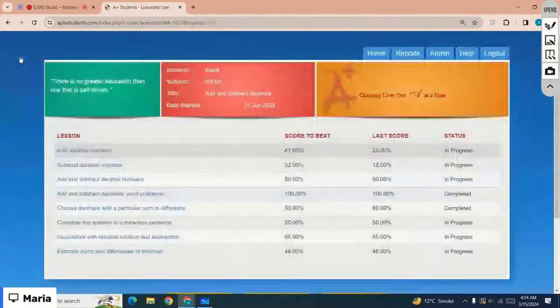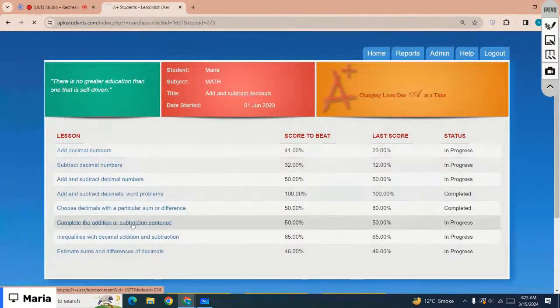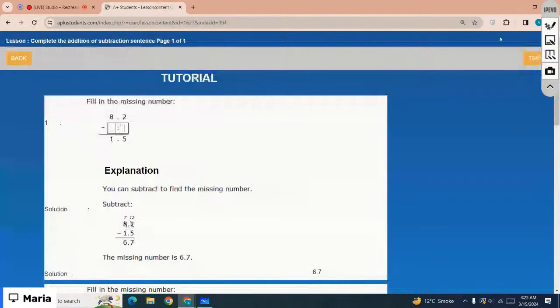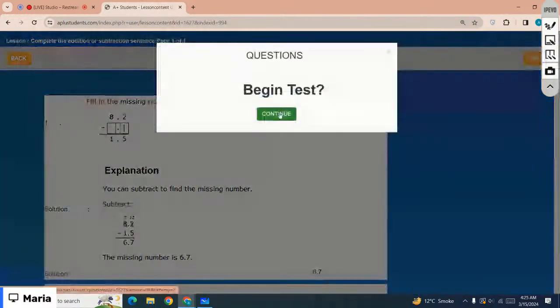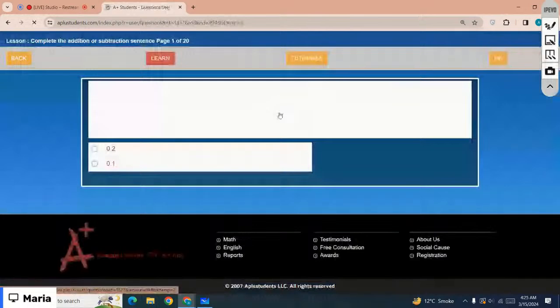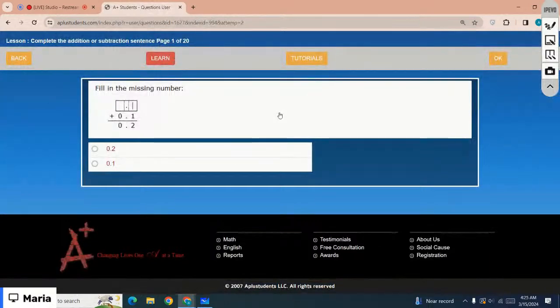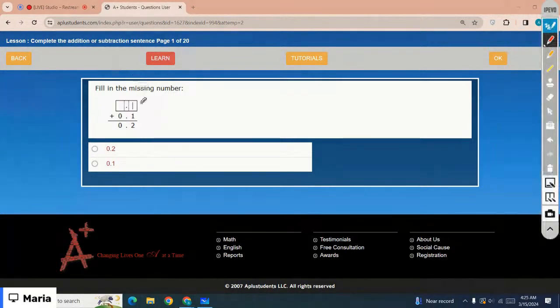And the next lesson is complete the addition and subtraction sentences. Okay, you are given one of the numbers and the sum of the two numbers, right? How do you find the missing number when you are given one of the numbers and the sum? Basically, 0.2 is the sum of 0.1 and the missing number, right? You need to find this number.